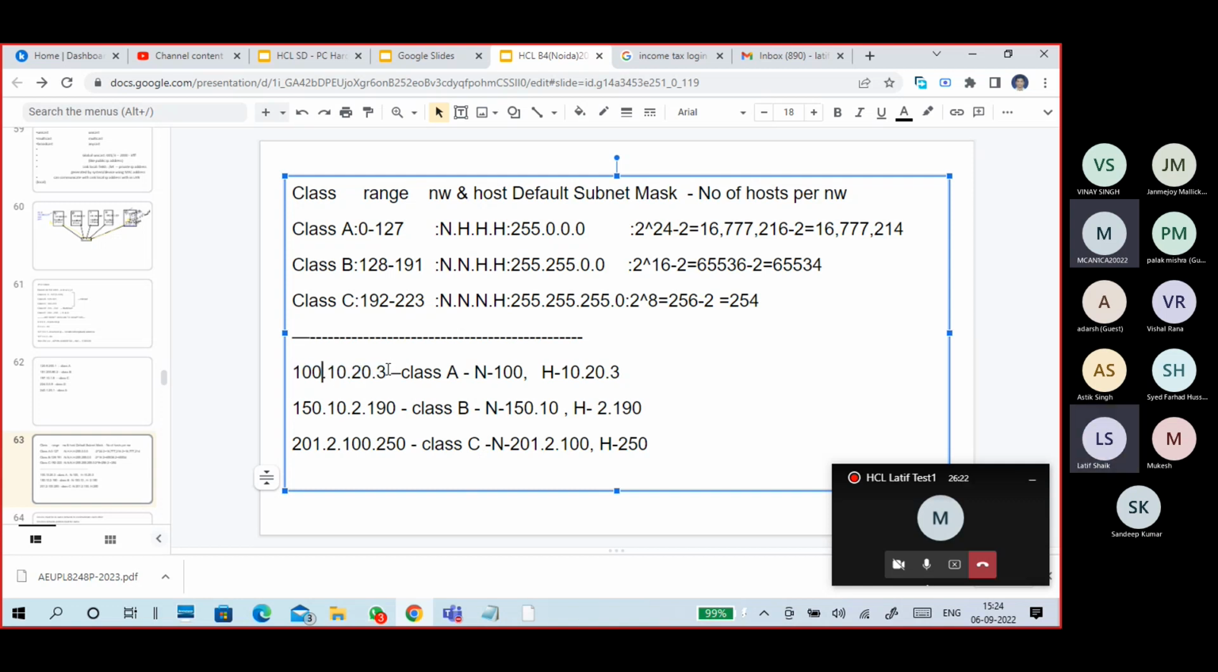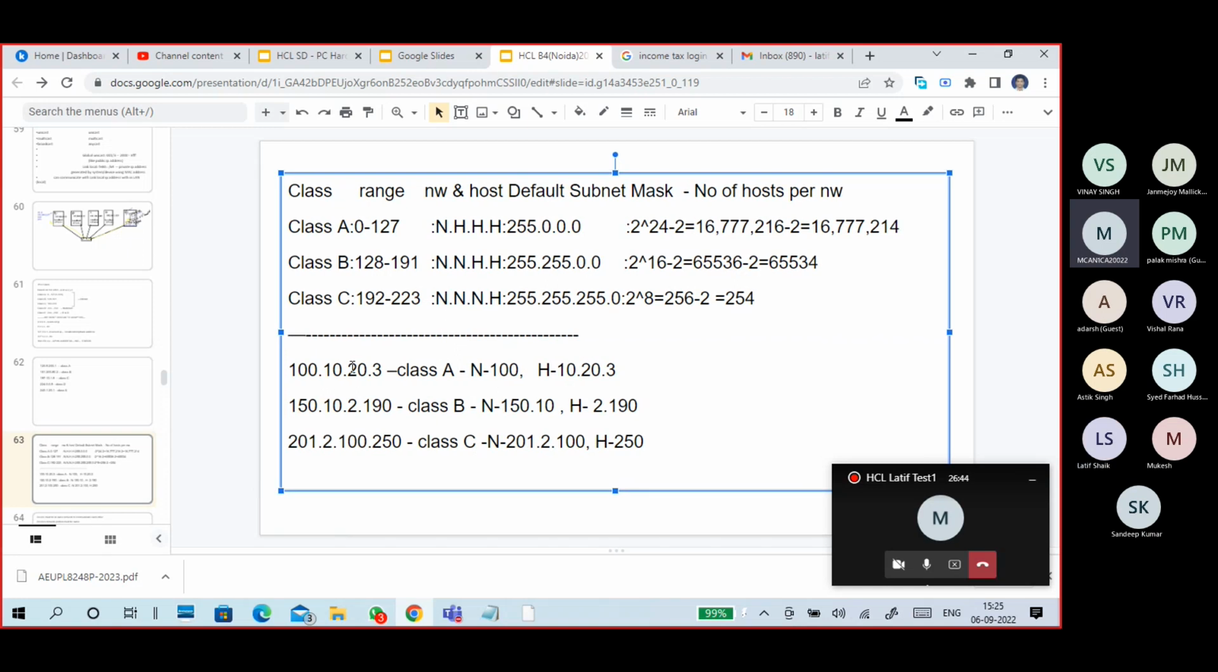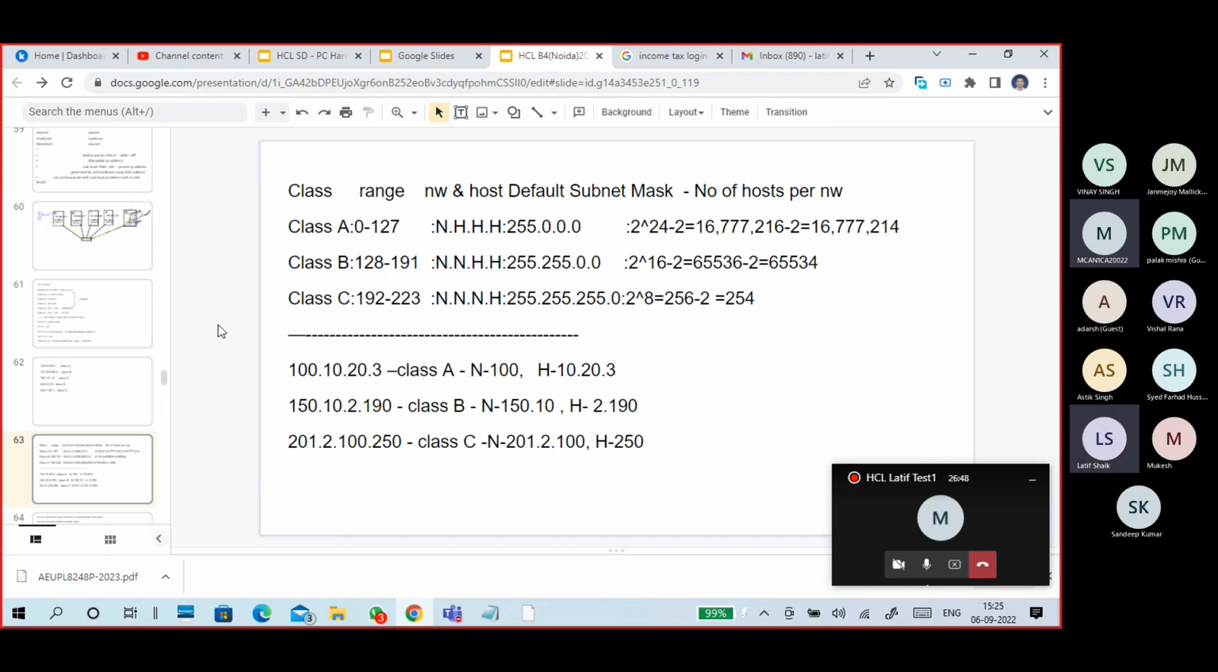So see, this is class A. Take 100 computers and assign an IP address to each, but for all 100 computers the first octet is the same. The first octet must be the same, and these three can be changeable.